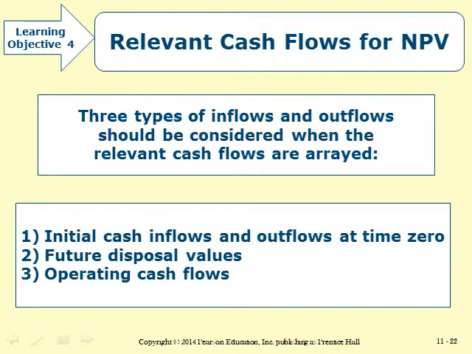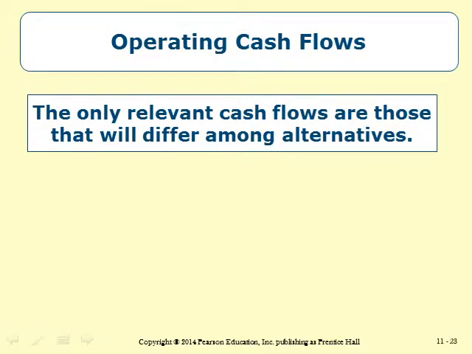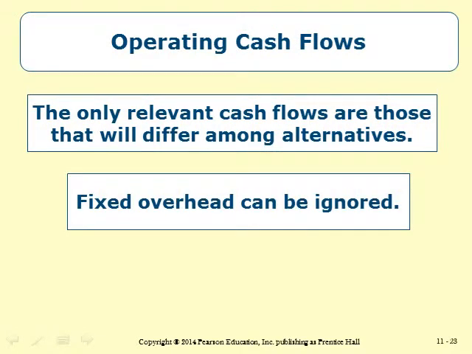When you array the relevant cash flows, be sure to consider three types of inflows and outflows. Initial cash inflows and outflows at time zero; future disposal values, which become cash inflows at some point downstream when you get rid of the equipment, if there's any salvage value left, which then needs to be discounted back; and operating cash inflows and outflows. And so the major purpose of most investments is to affect operating cash inflows and outflows.